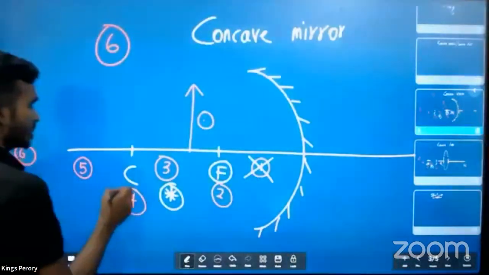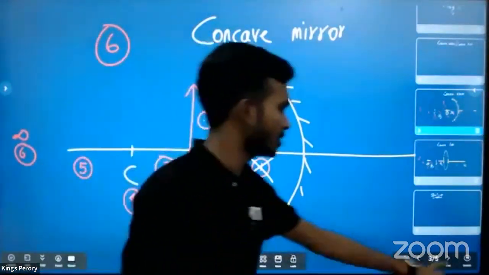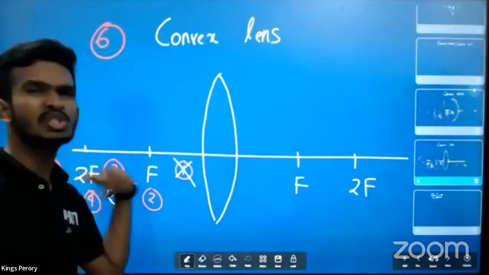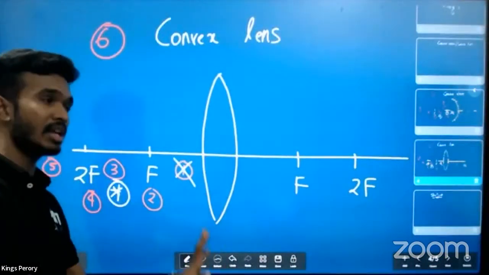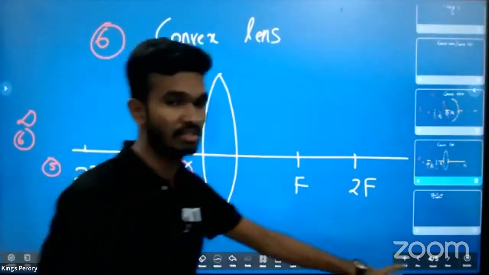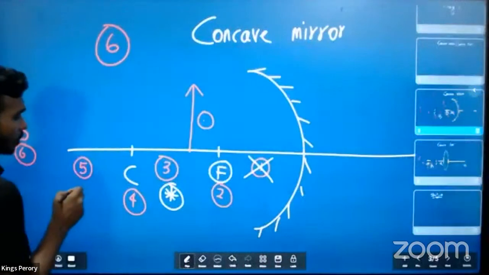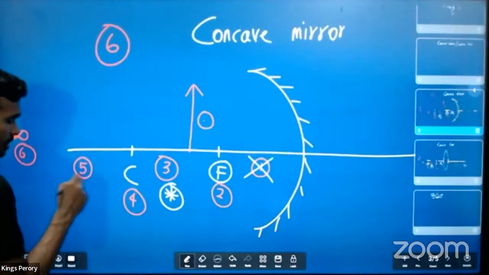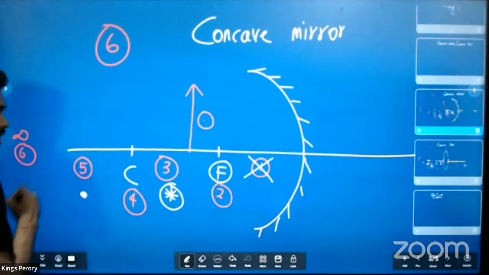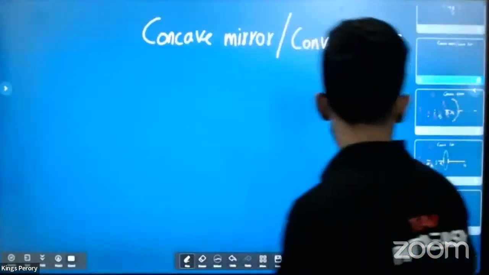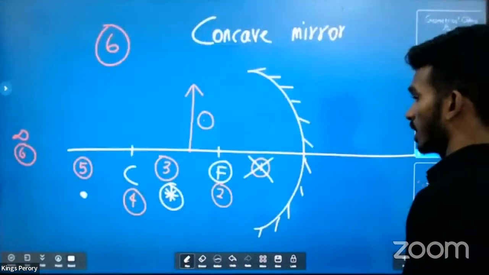My fourth position is at center of curvature in mirror. In lenses, it is 2F. We'll use 2F here hereafter, but remember, if I talk about curved mirrors, it will be center of curvature. My fifth position, I'm going to give a special name: dot. So the fifth position is going to be a dot.